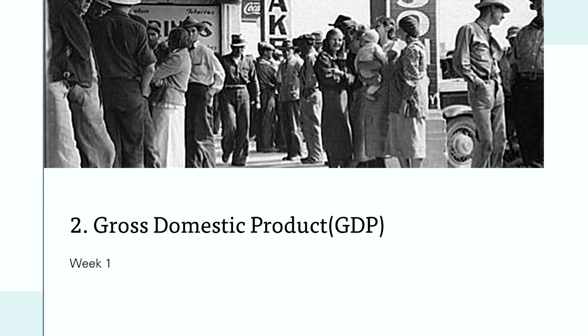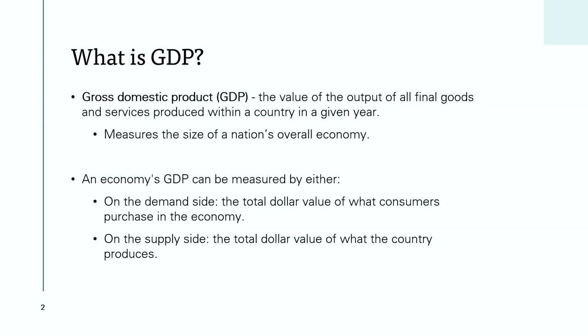In this section, we are going to learn about gross domestic product. Gross domestic product, or GDP, is the value of all final goods and services produced within a country in a given year. There are three key parts of this definition.